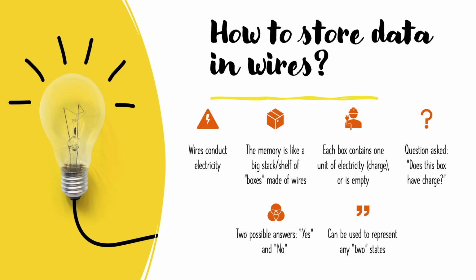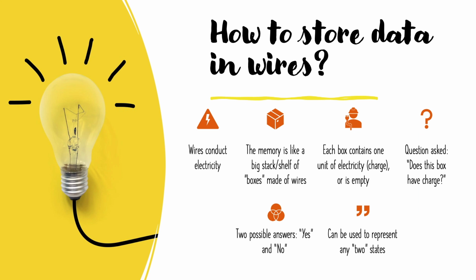Now we can go around and ask questions like, does the third box have charge? Simple enough, there can be only 2 answers. It can be either a yes or a no. Now this can be used to represent anything that has 2 answers. For example, you can say that the light bulb being on is represented by yes and the light bulb being off is represented by no in box number 5.